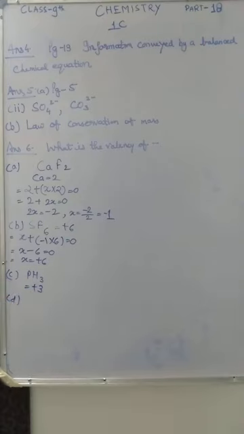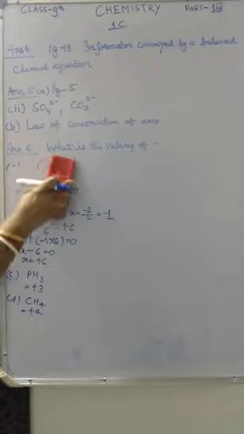It is a very short method. Next one is CH4. Valency of carbon: it is combined with 4 atoms of hydrogen, so its valency will be plus 4. Likewise also you can give the answers. Next one is nitrogen in the following compounds.